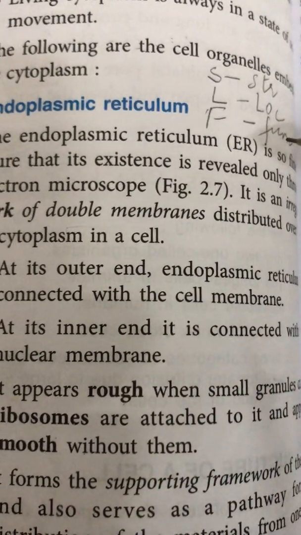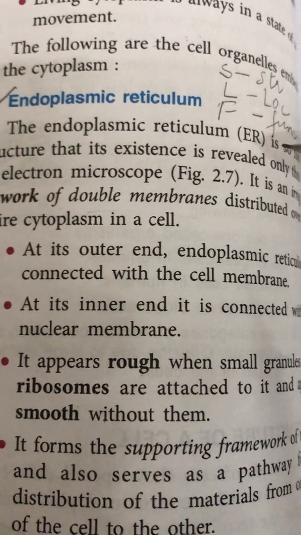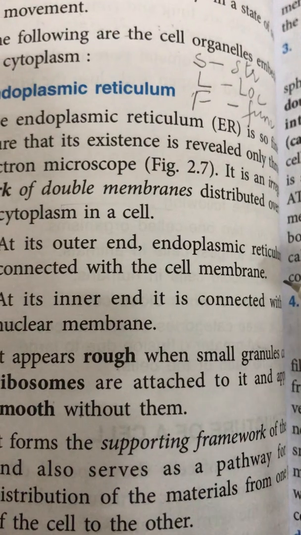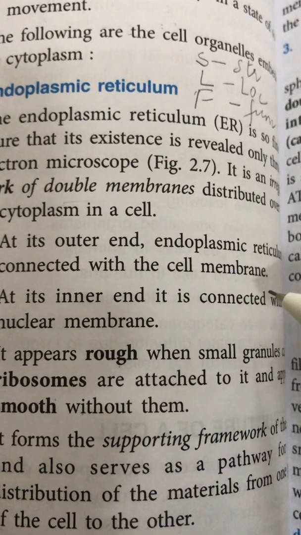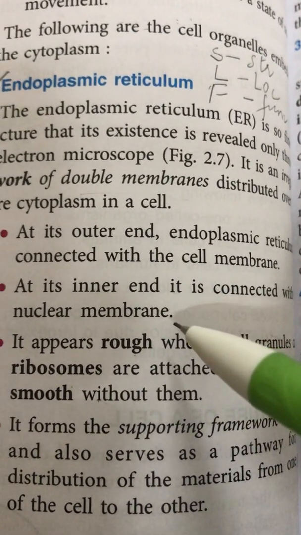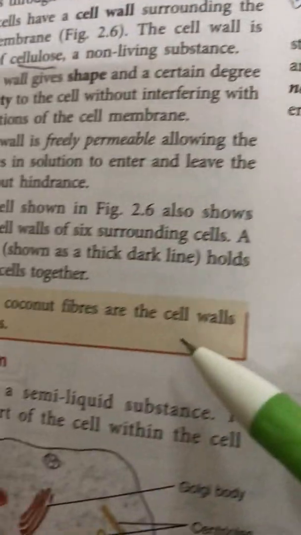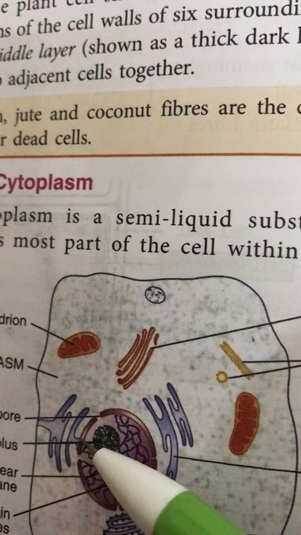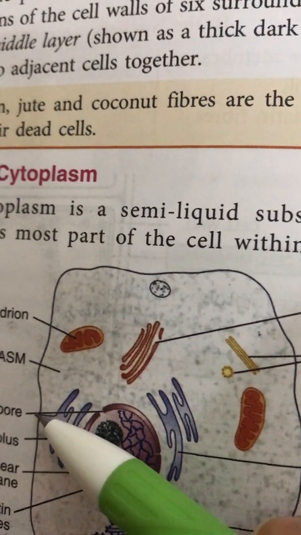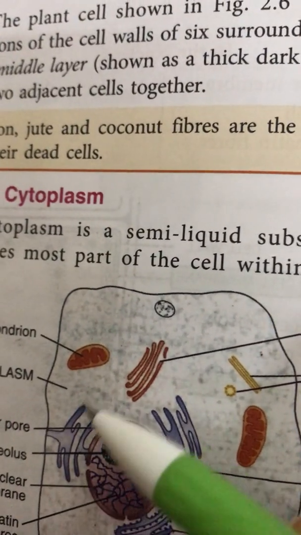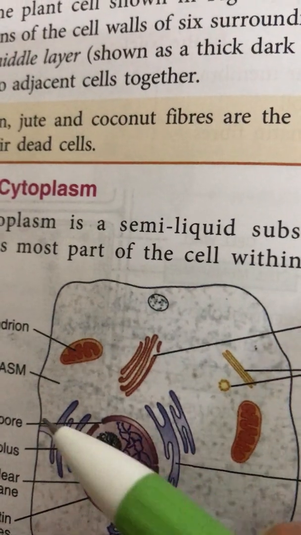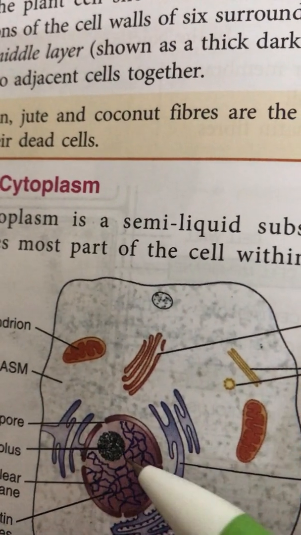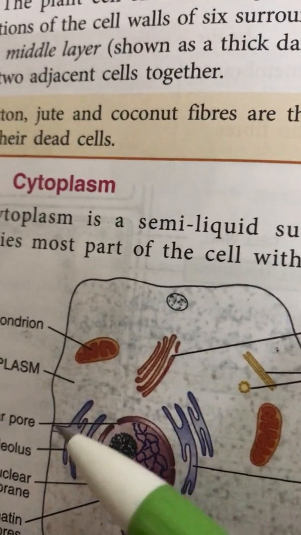Then we'll mark the location of the endoplasmic reticulum. At the outer end, ER is connected to the cell membrane, and at the inner end it is connected to the nuclear membrane. So here if you see, this is connected on the inner side to the nuclear membrane and outer side to the cell membrane. So it's an irregular network of double membranes which runs between the cell membrane and the nuclear membrane.